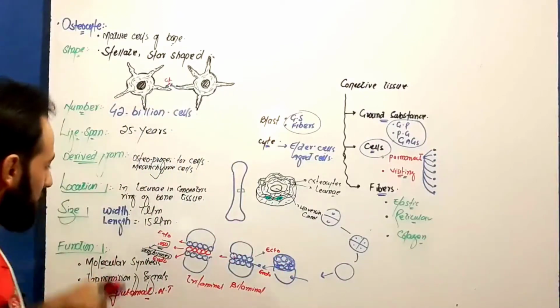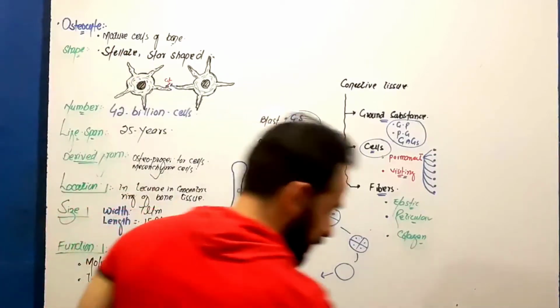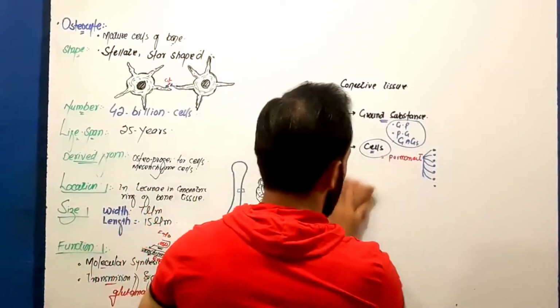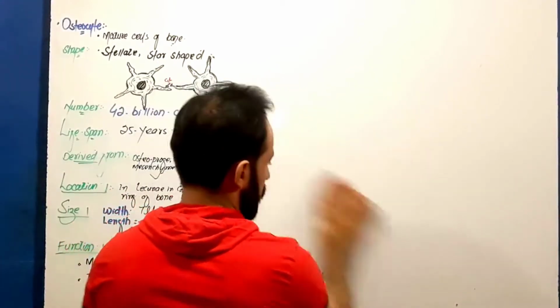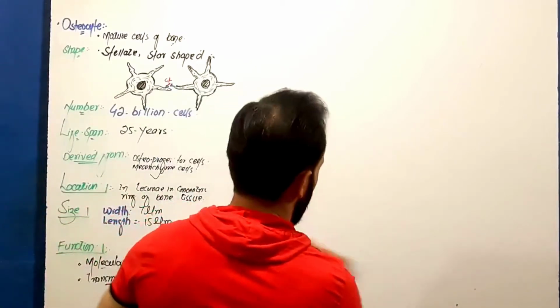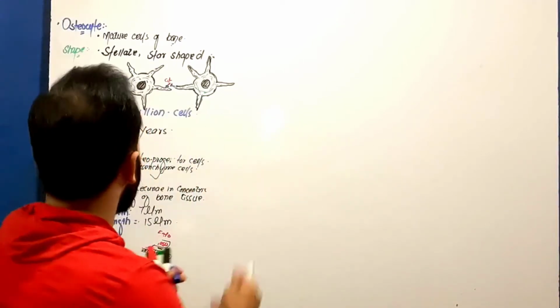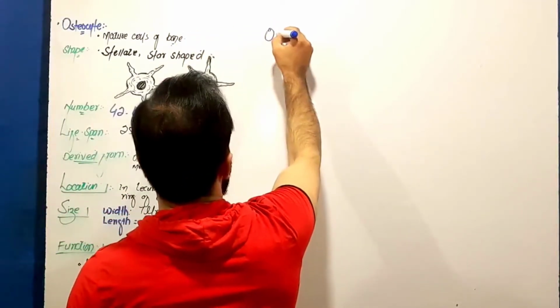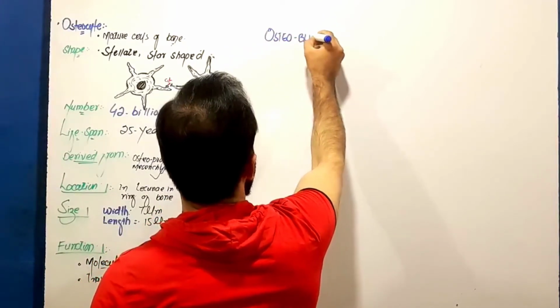Friends, this was our previous lecture regarding the osteocyte cell. Now let us discuss the osteoblast cell. This was a little bit of introduction to the connective tissue that I did in the previous lecture. Now we are discussing each type of cell of the connective tissue in a separate lecture. So after osteocyte, now we discuss the osteoblast cell.